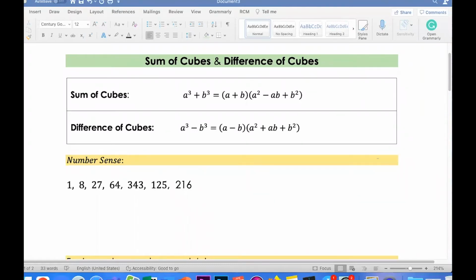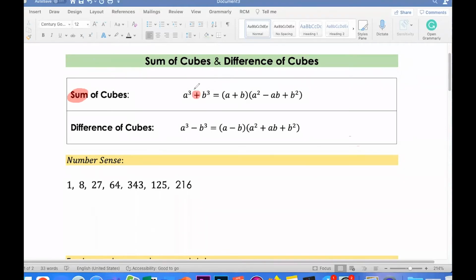Okay, so today we are doing sum of cube and difference of cube. This is one of the kinds of factoring that might seem very difficult, but it actually is not. Whenever we hear the word "sum", all we are doing is adding them, right? The sum, so we are adding them, and the formula looks like this.